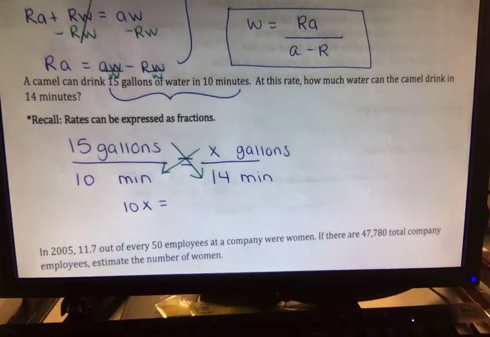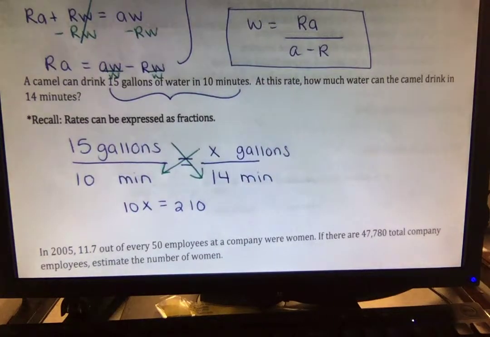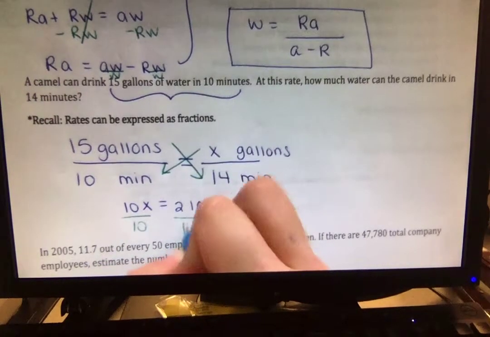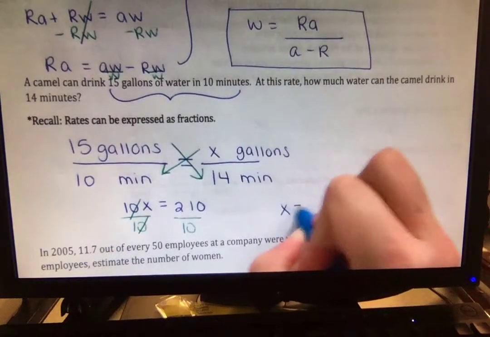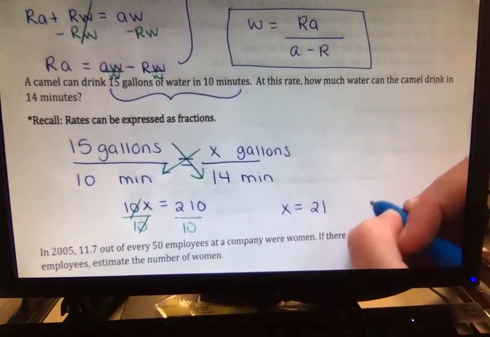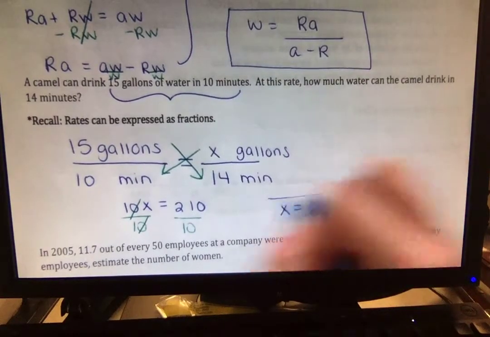X times 10 is 10x. 15 times 14 is 210. Last but not least, getting x by itself. Divide by 10. So x equals what? 21 what? Gallons, good. 21 gallons.